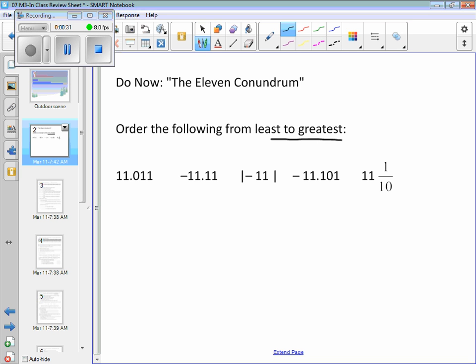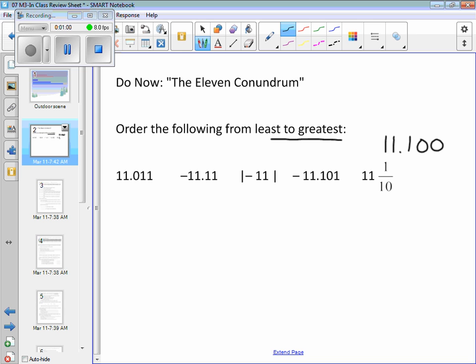Now, in order to do that, the first thing that you want to get into the habit of is looking at which numbers need to be transferred into decimals. And at this point, I only see one. I see 11 and 1/10 needing to be changed into the decimal equivalent, which is 11.1. And I'm actually going to tack on a couple zeros here because we might actually need it when we compare.